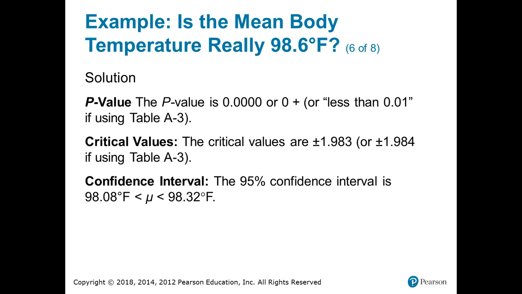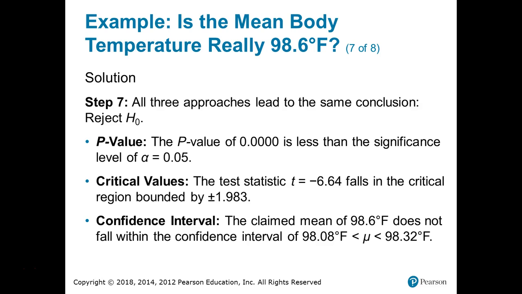So what do those three things tell us? All three approaches lead to the same conclusion. The p-value of essentially 0 is less than the significance level alpha of 0.05. For the critical value, the test statistic of negative 6.64 falls in the critical region bounded by negative 1.983. You have your normal distribution, you have negative 1.983 to the left, and this is going to be falling within that left tail region. For the confidence interval, the claimed mean of 98.6 does not fall within the confidence interval bounded by the upper and lower limits right here.